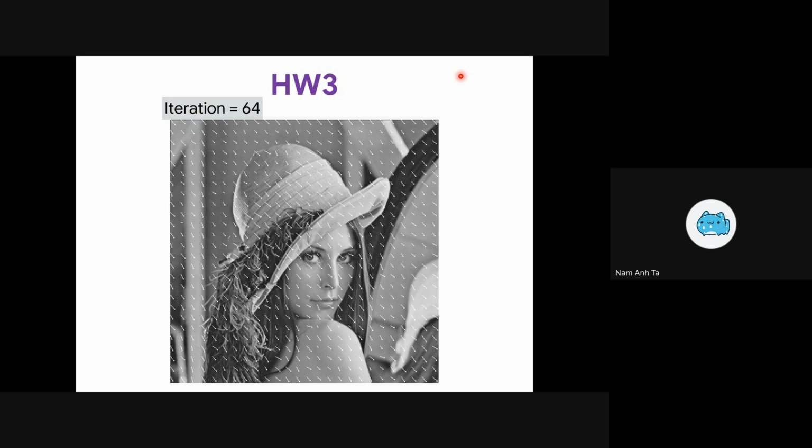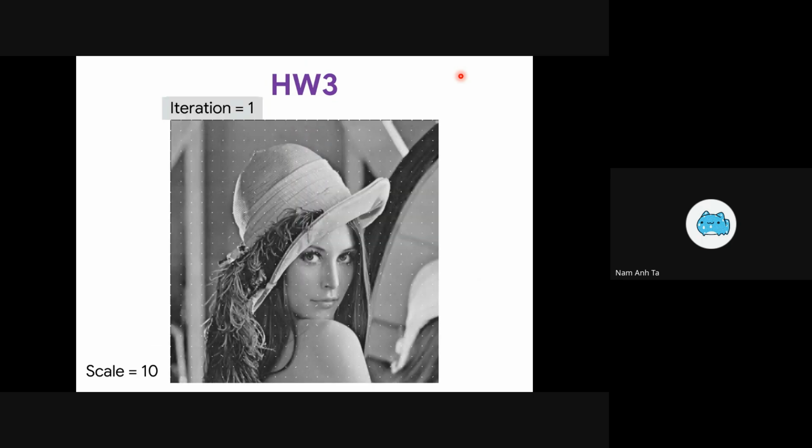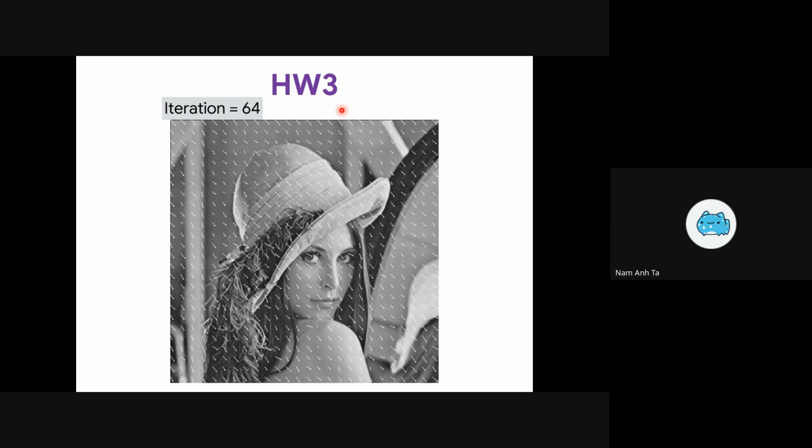Okay, and this is all for the third homework, or homework 3. You can find this material as a reference on the course website. I already published the chapter 9 slides, and you can find this in here. Because we want to test the iteration from 1 up to 64, you can see a reference right here. When you increase to 4, it will look like this: 16 and 64.